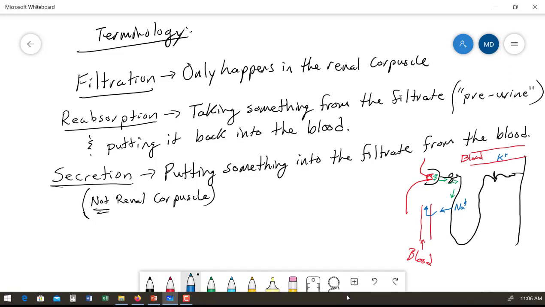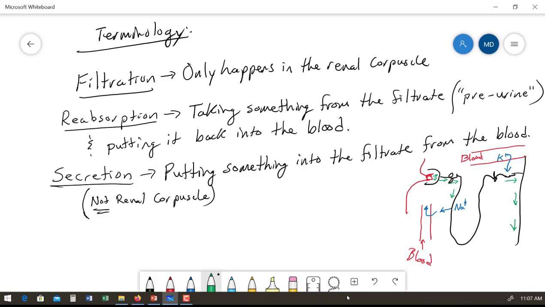If I want to get rid of some more potassium from my blood that didn't come out in the process of filtration over here, I can then do what's called secretion and take that and put it into the filtrate, and it will get taken away as part of the filtrate and go out eventually in what we call the urine. Okay. This is the process of secretion.